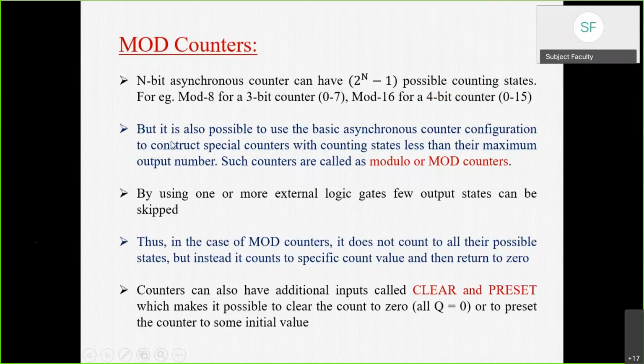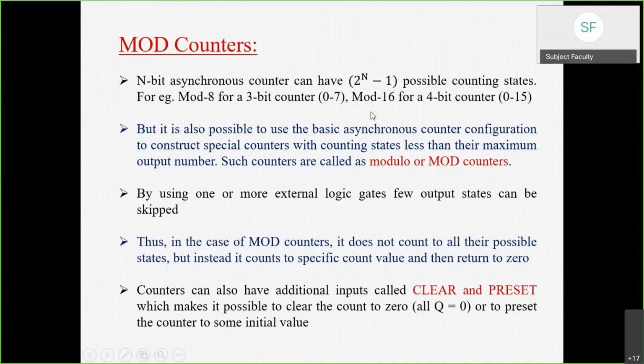It is also possible to use basic asynchronous counter configuration to construct special counters with counting states less than their maximum output number. Such counters are called modulo or mod counters. So what do you mean by mod counters? The counters which have counting states less than the maximum output number.